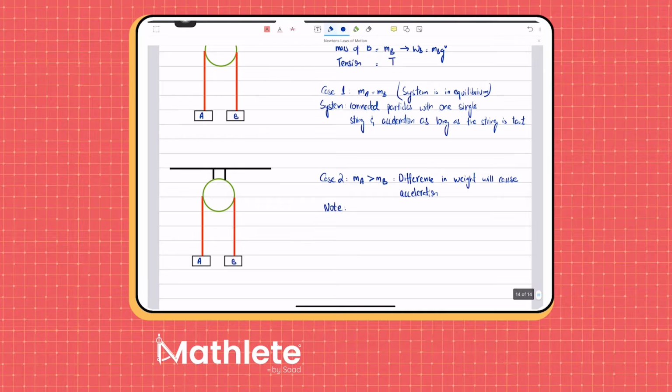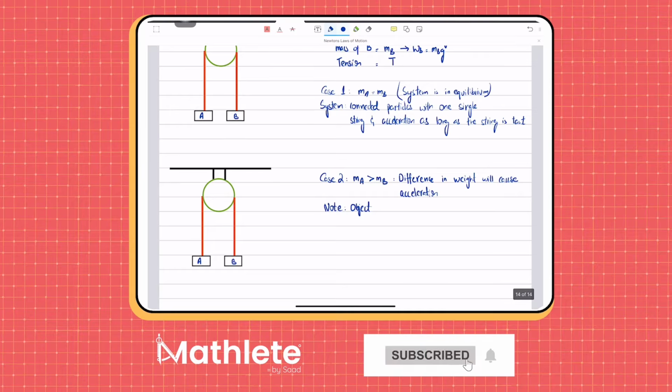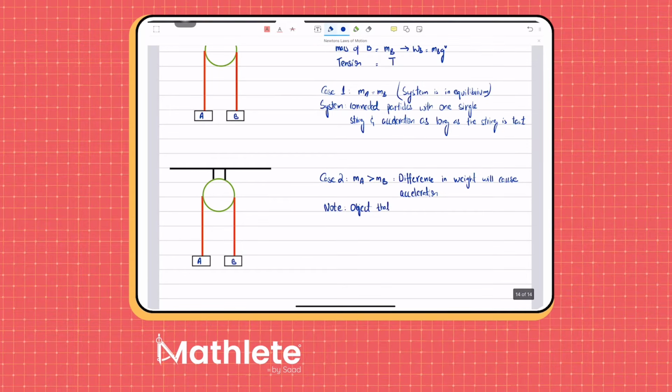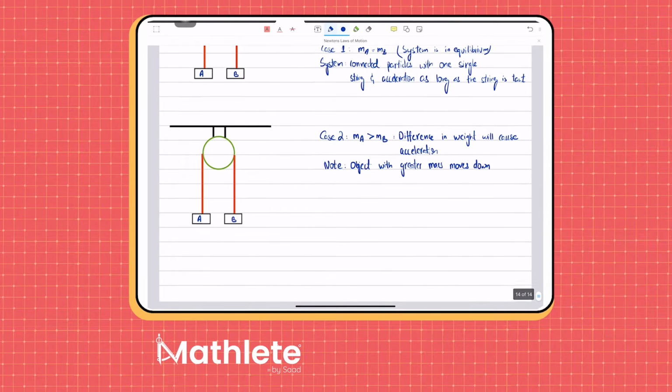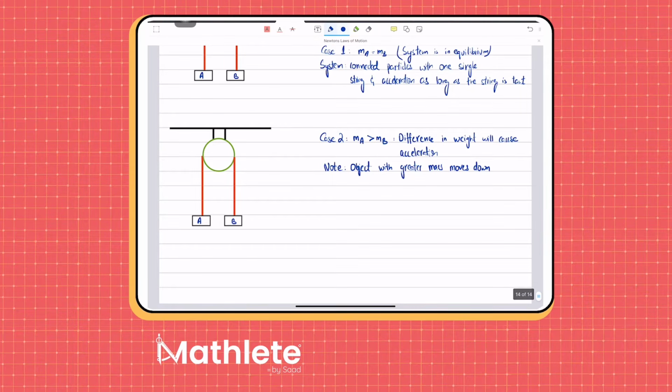So I'll make a note of this. This is something that we always do. It's always the object with greater mass that moves down. So object with greater mass moves down. Always. Before we take the movement into consideration, let's write down all the forces that are acting.